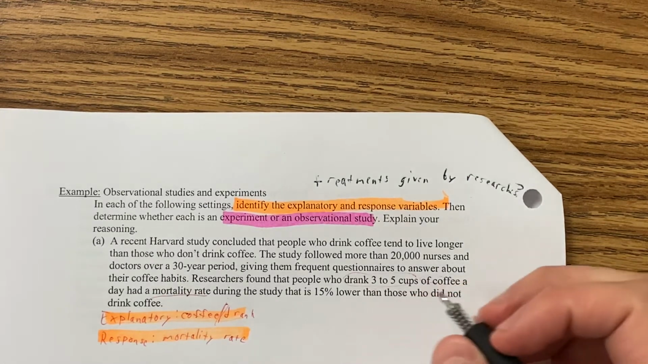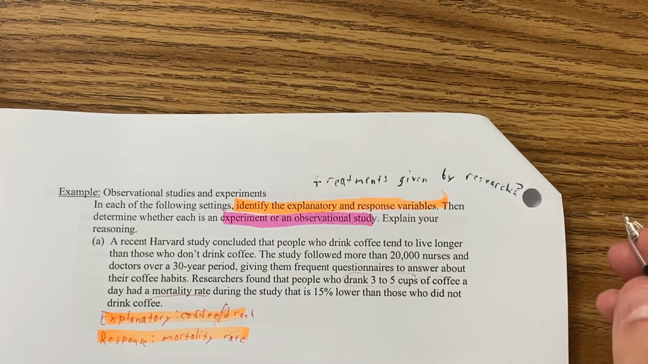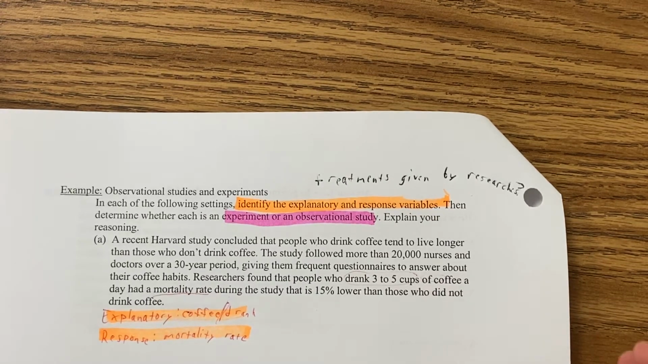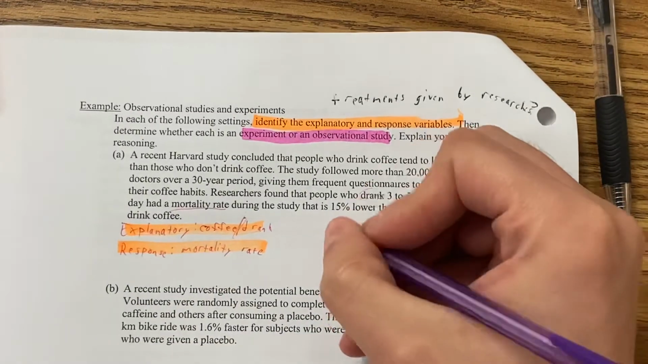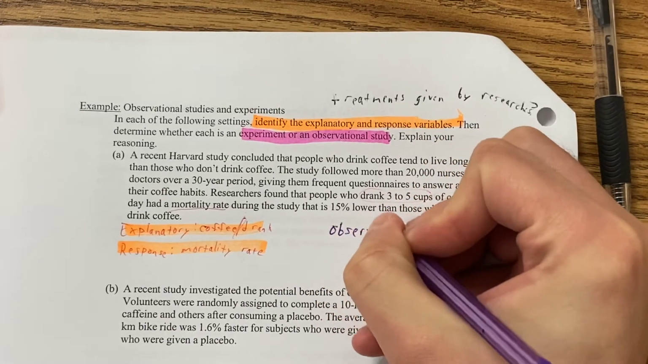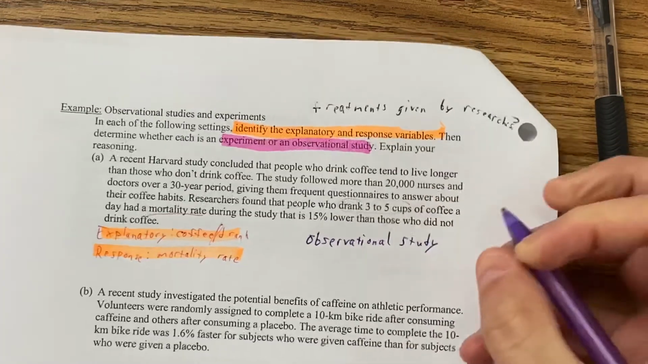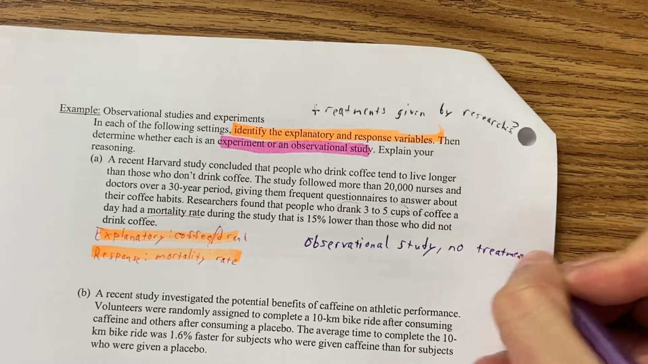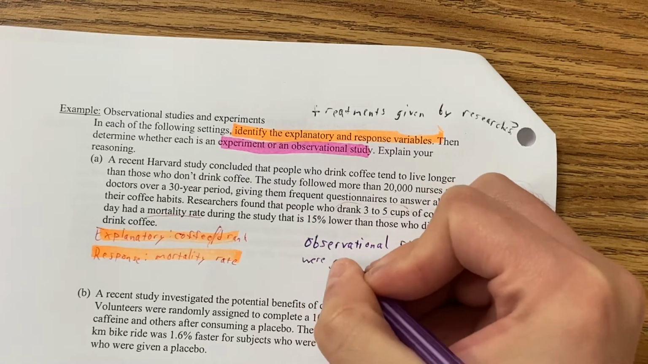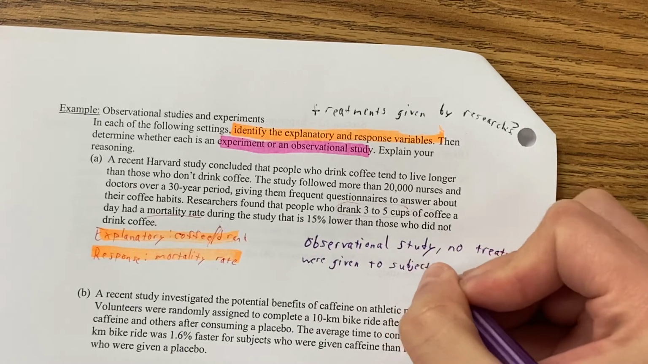It said they followed more than 20,000 nurses and then gave them questionnaires. They're observing what is happening. They are not making them drink this coffee. They're just noticing that these people are drinking coffee. So this is definitely going to be an observational study. And it's really just as simple as saying no treatments were given to the subjects. Boom.